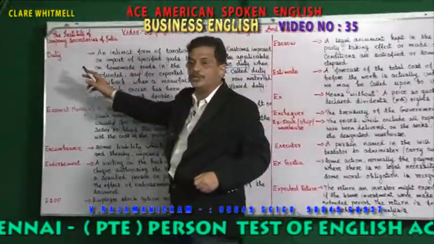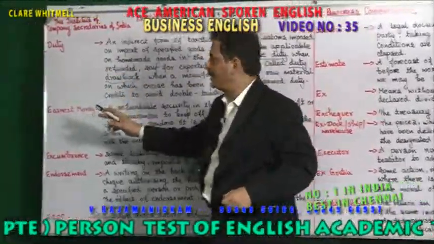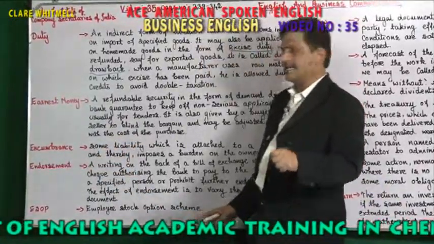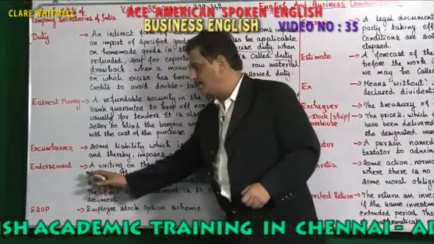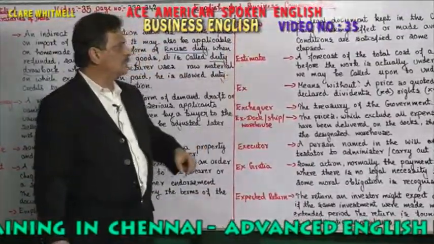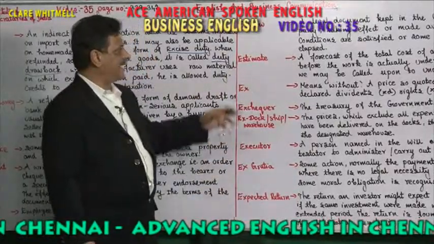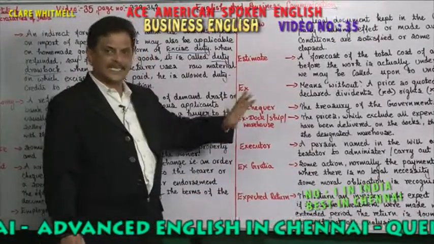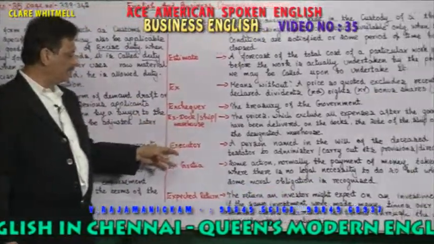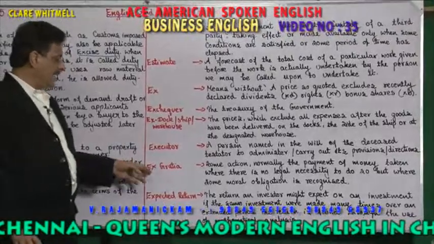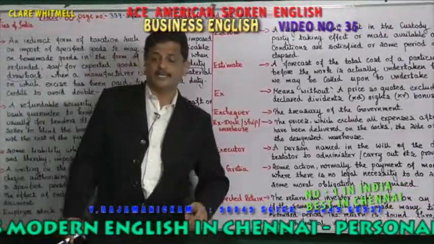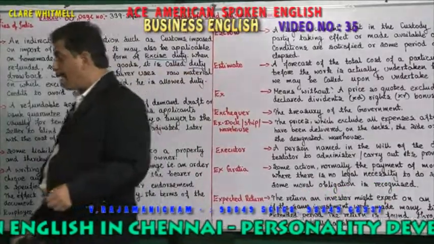So, my dear friends: duty, export and import duty; earnest money, the deposited money; encumbrance, extra liability which you have to pay; endorsement, putting a signature; ESOP, employees' fund; escrow, some legal things are there; estimate, calculating; X, it is over; exchequer, the financier; dockship; executor, who executes the will; ex gratia, moral obligation to do; expected return, you are expecting a certain return for your business profit.